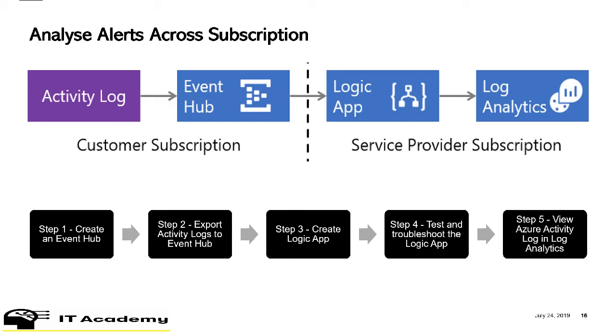So the way we implement that is to implement an event hub. We create the event hub in the subscription where we want to get the log information from. That event hub then gets configured to receive any of the logs that are generated. The event hub then takes and forwards those events across to a logic app that we create in the service provider subscription. That would be the subscription where we want to have our manager of managers tool, where we're going to centrally collect all those logs.